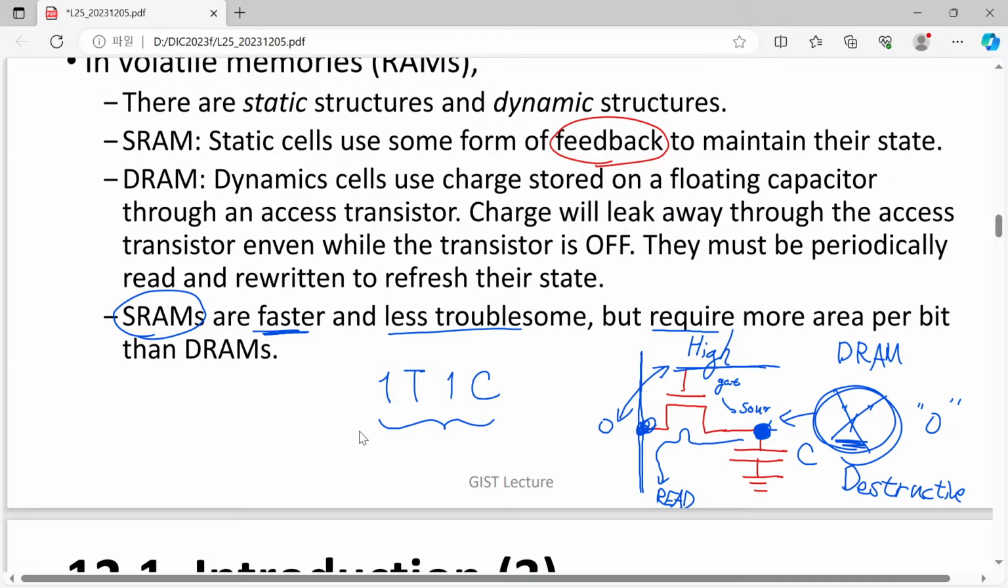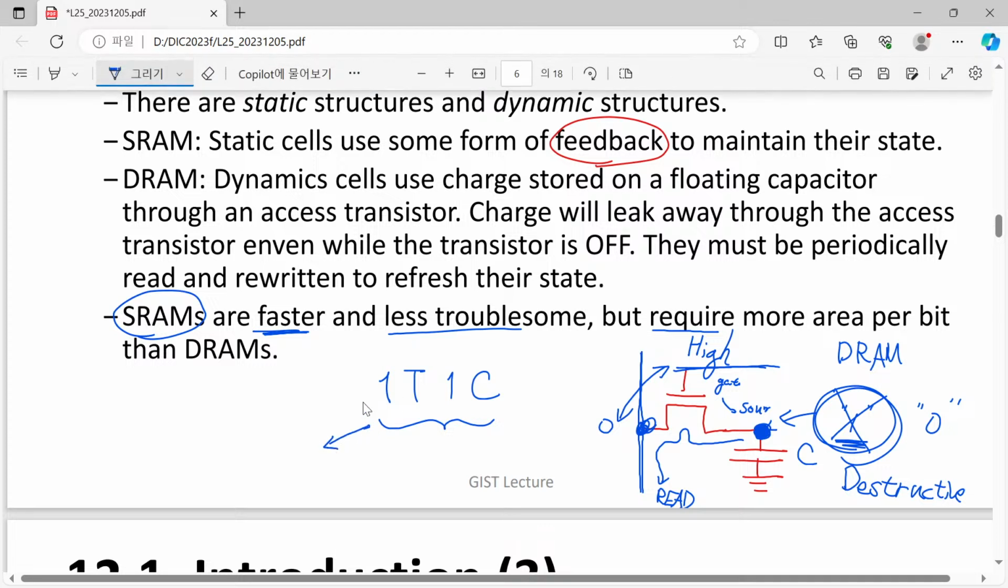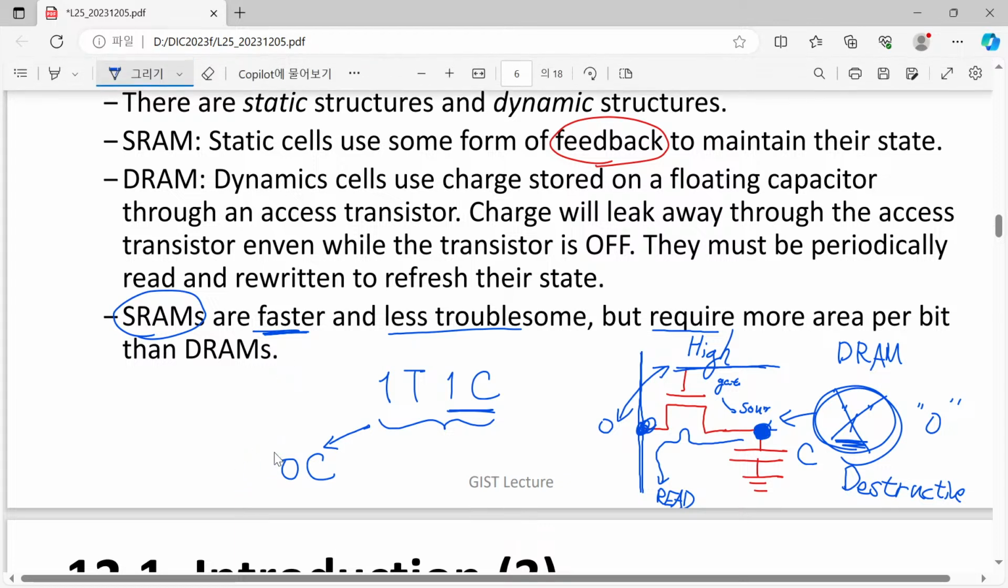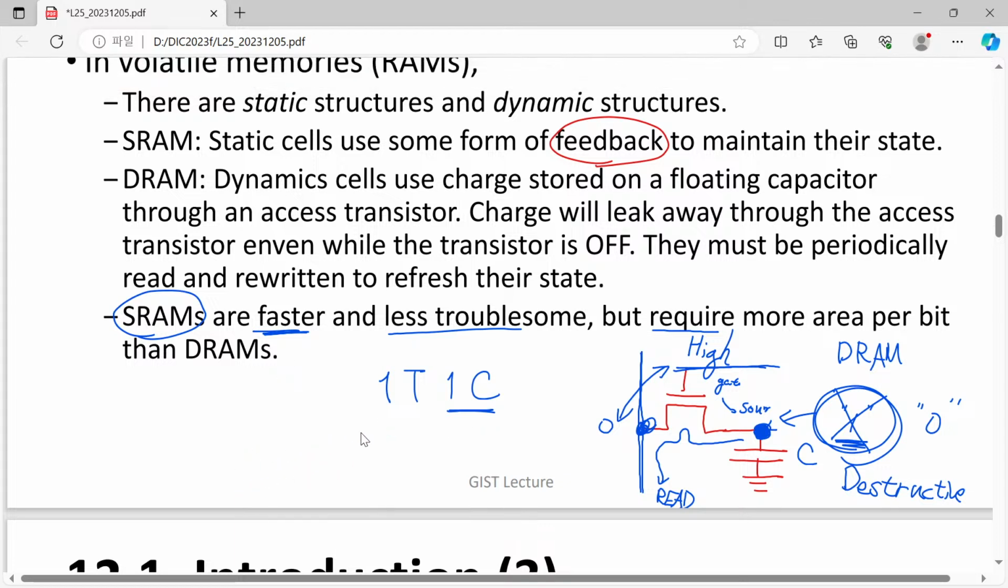Of course, people try to even reduce this to, for example, one transistor and no capacitor, because they feel that this capacitor is quite troublesome. But many trials for reducing the number of capacitors from 1 to 0 were not that successful. So even nowadays, as of 2023, we are still using one transistor and one capacitor for our DRAM.